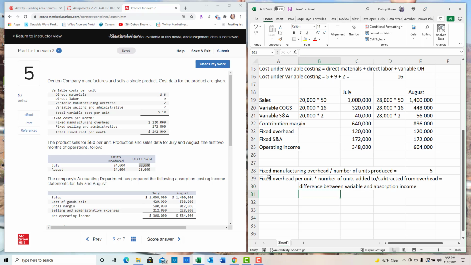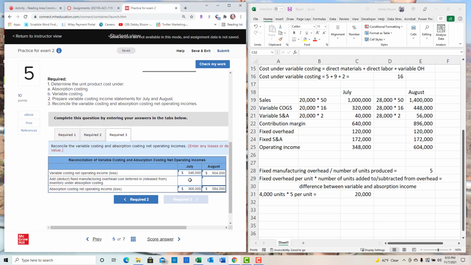In this case, it was 4,000 units, because in both cases, the difference between the number of units produced and the number of units sold is 4,000 units. We can take a look. It lets me highlight these. In both cases, the difference is 4,000 units. So 4,000 units multiplied by the $5 per unit means that the difference is going to be 20,000, which is exactly the difference between the two incomes.